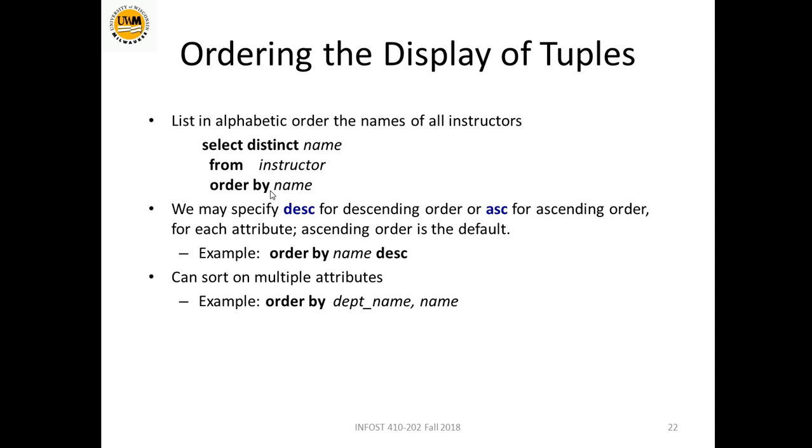Ordering, we can use the order by to order the results of a select statement. For example, select distinct name will select the names without duplication from instructor, and it will order it by name. We can order it in a descending or ascending order. By default, it's ascending. If we want it descending, we add the keyword DESC. We can also sort by multiple attributes, department name and name. It will sort by department name and then by name.